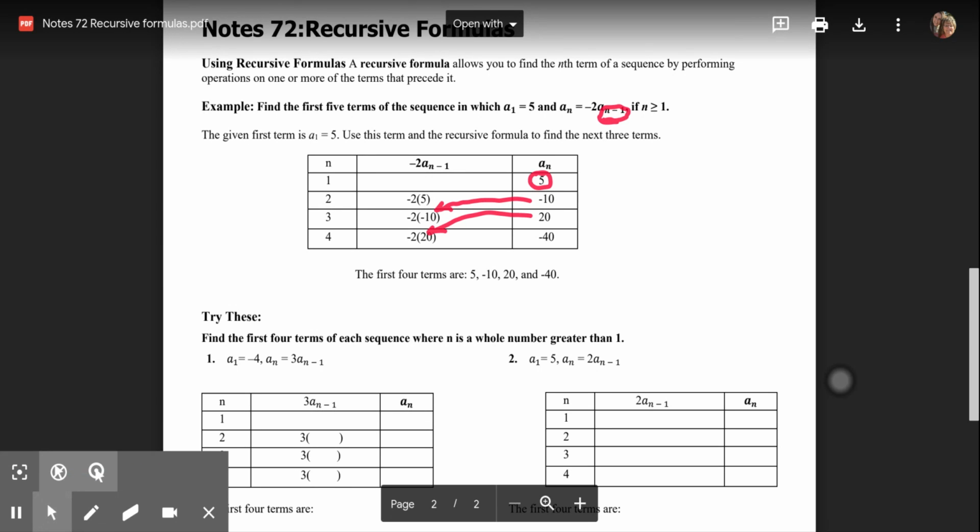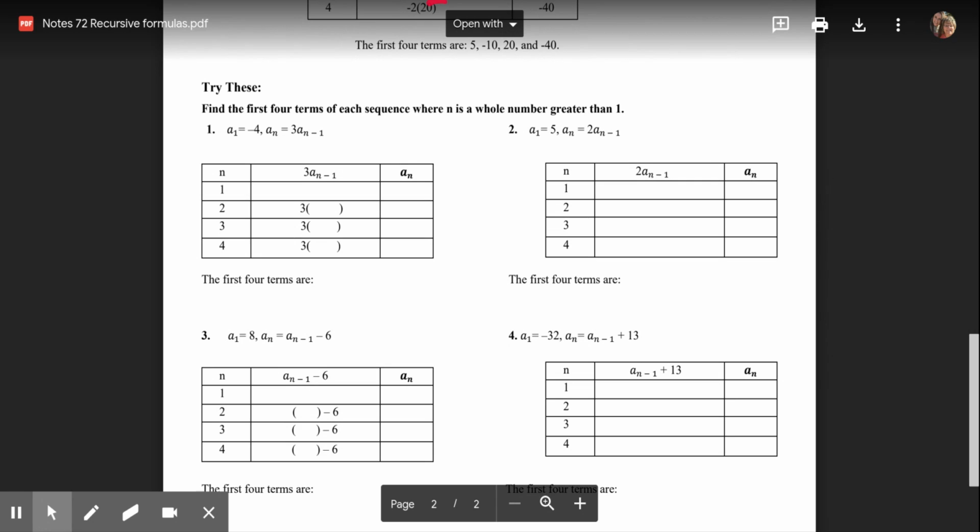So it's pretty easy, but I know when you're looking at it, it's like, oh my gosh, that's really hard. But it's not. So on this one, our first term is going to be negative 4. So that's where you're going to put that. So 3 times negative 4 is negative 12. And then 3 times negative 12 is negative 36. And then you've got negative 36, or excuse me, 3 times negative 36, and that gives you negative 108. So the first 4 terms are negative 4, negative 12, negative 36, and negative 108.